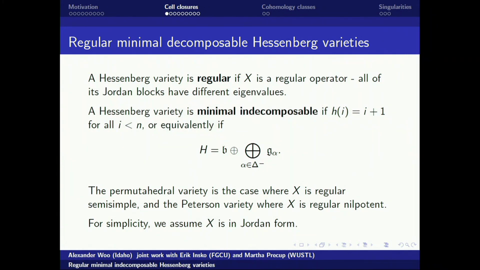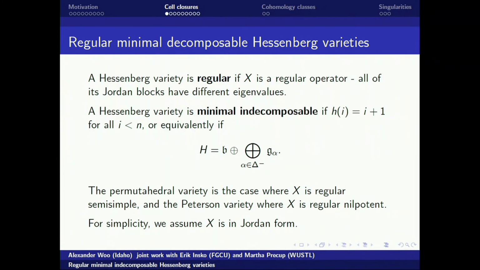Okay, let me tell you the adjectives in the title of the talk now. Regular means that X is a regular operator. It means that when you put it in Jordan form, all the eigenvalues are different. Okay, so almost everything is regular. Minimal indecomposable means that I'm taking a particular H. It's the H where H of 1 is 2, H of 2 is 3, H of 3 is 4, H of 4 is 5, and so on. Okay? H of n has to be n. And if you want to look at the partition picture, this is the partition picture where you include the upper triangulars plus one little strip. And if you're interested in other types, that's exactly the root spaces of the negative simple roots.